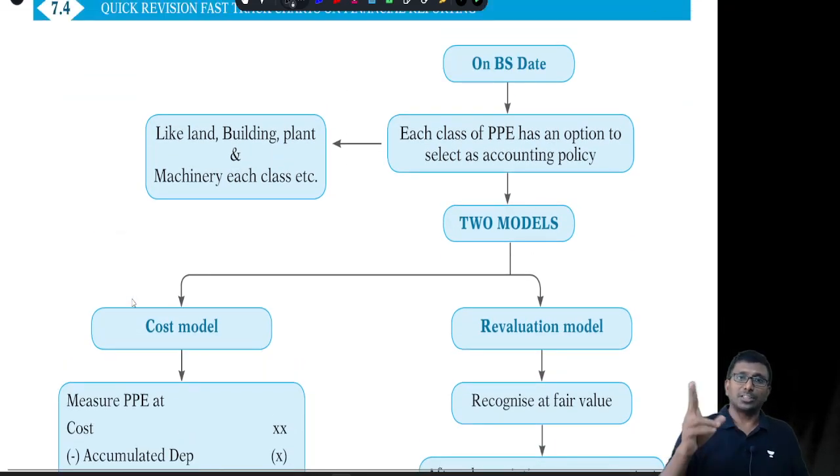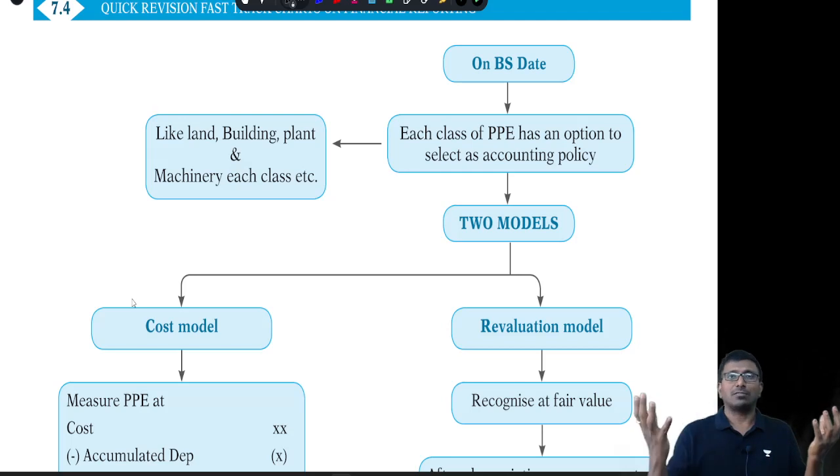Okay, right. And with respect to the second topic, on the balance sheet date, with respect to each class of PPE, you have an option. Each class of PPE is based on the nature of the asset. Land is one class, building is another class, plant and machinery one class, furniture and fittings another, vehicles another, computers another. Like that, so many classes of fixed assets will be there. For each class, we can choose one model. There are two models available: one is the cost model, another is the revaluation model. You can choose whichever you want.